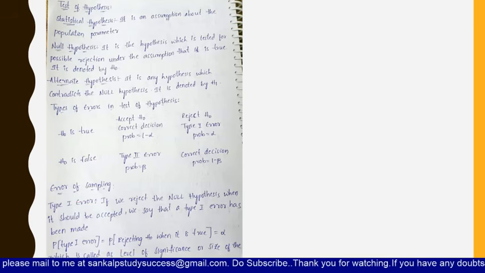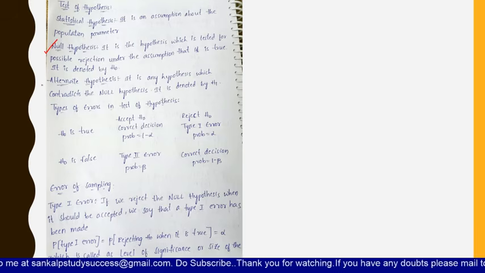Now, what is test of hypothesis? In this chapter, we are going to see some of the important terms, which are null hypothesis and alternate hypothesis. These are the most important things from which we are going to do the problems. So now, coming from the starting, statistical hypothesis.